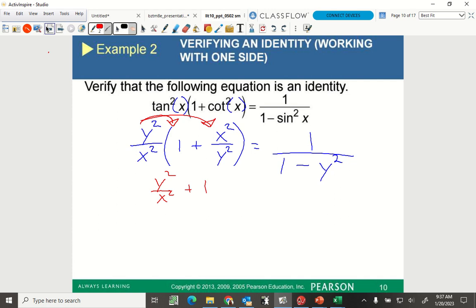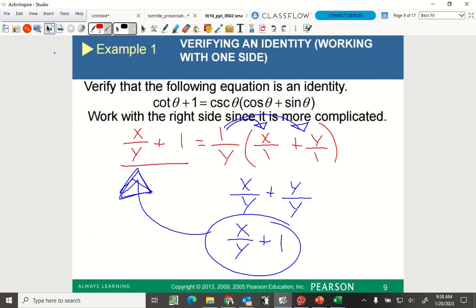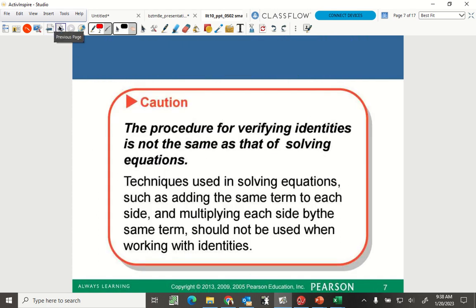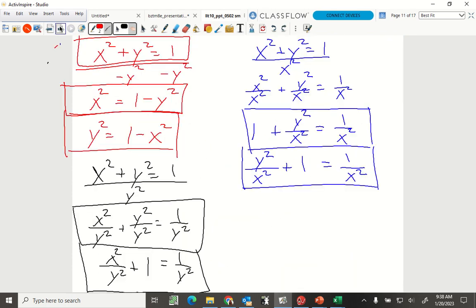It's on your paper. Yeah, what you got? Not that one, because I got y squared on top. 1 over x squared. So this one is y squared over x squared plus 1 is equal to 1 over x squared. Right here.